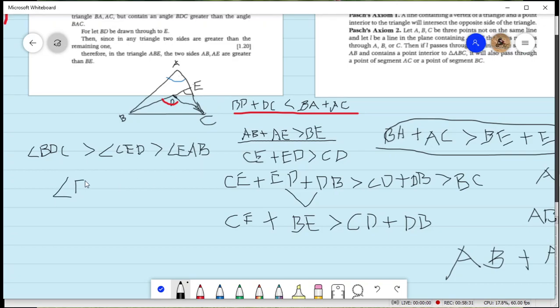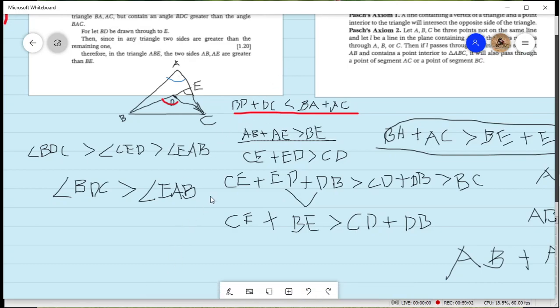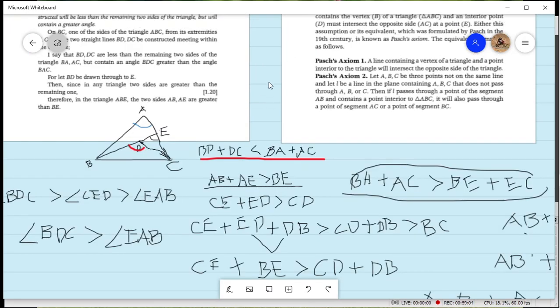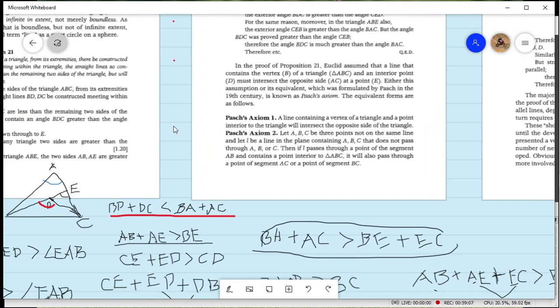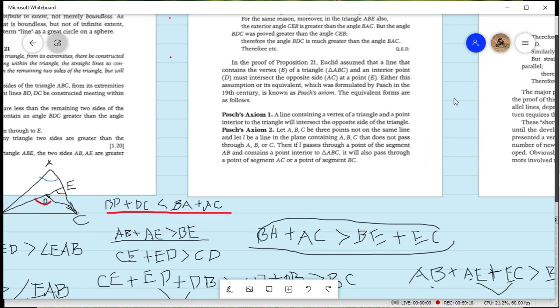Therefore, we can say that angle BDC should be greater than angle EAB, which is the second part of the proposition, that the angle formed by those two line segments would be greater than the inclusive angle of the remaining two sides of the triangle. Hence, the proposition is proven. Now, let us look at the flaws of such proof.